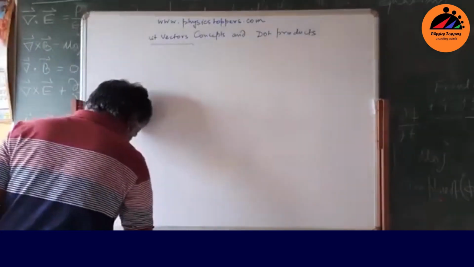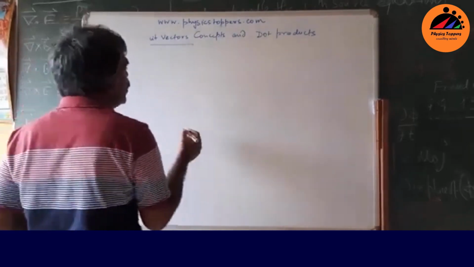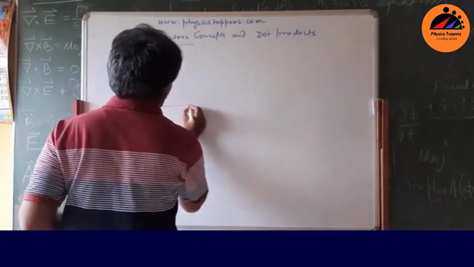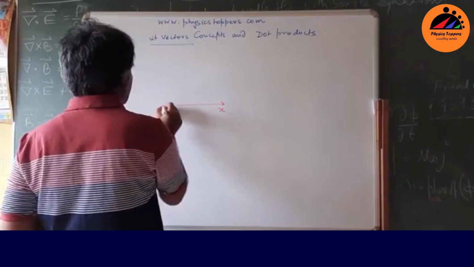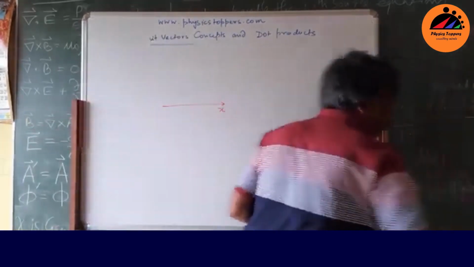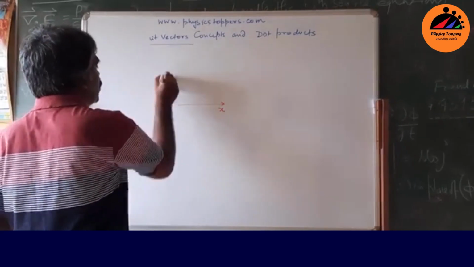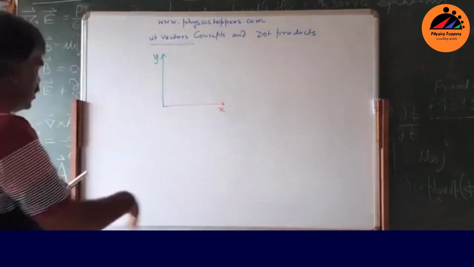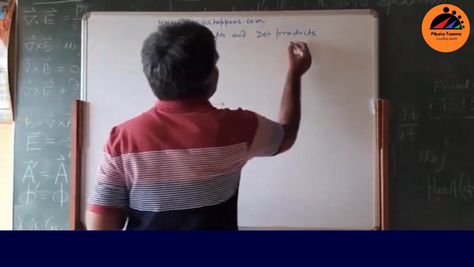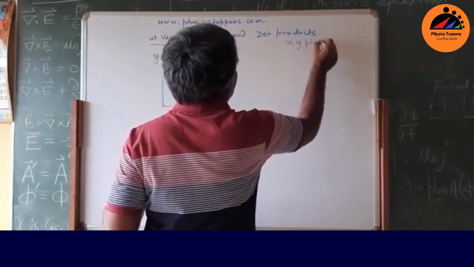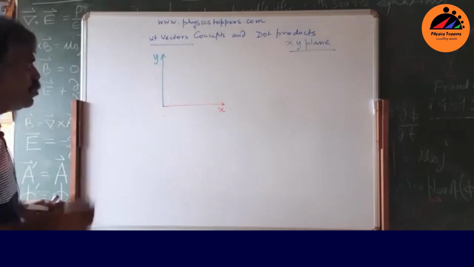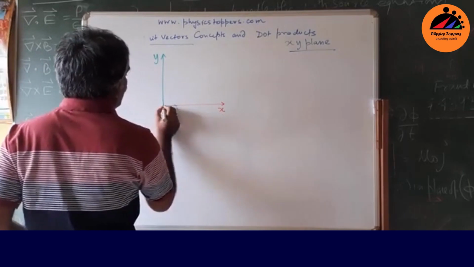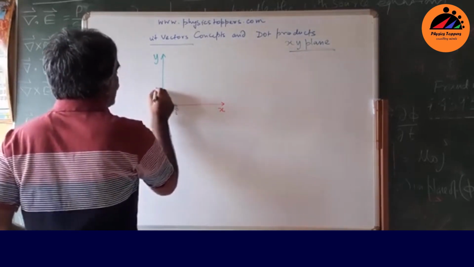Let's coordinatize our space. Now this is a 2-dimensional space. Suppose this is x. Suppose this green is y. And so this is a 2-dimensional space, and this is an xy plane. This board is an xy plane, and the unit vector along x is i cap, and this is j cap.